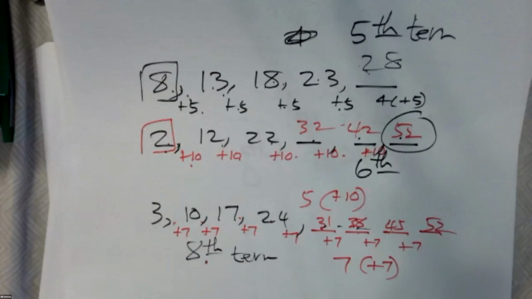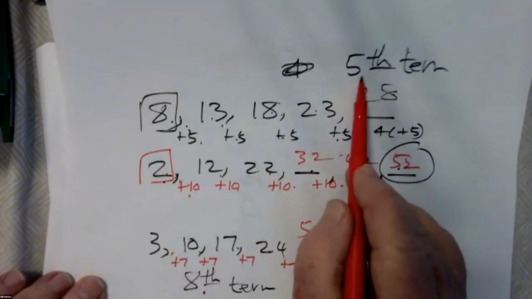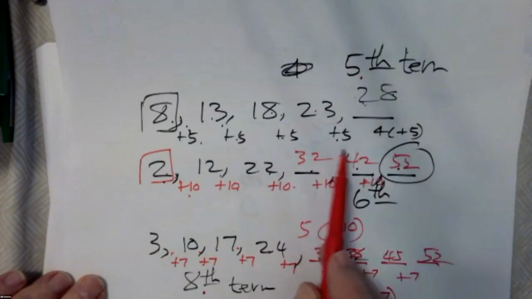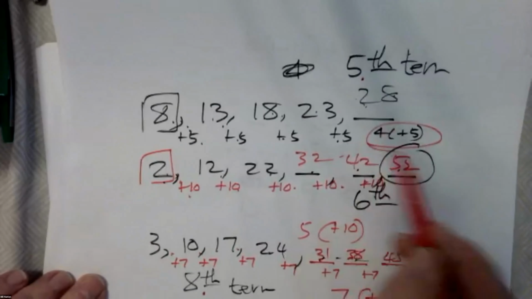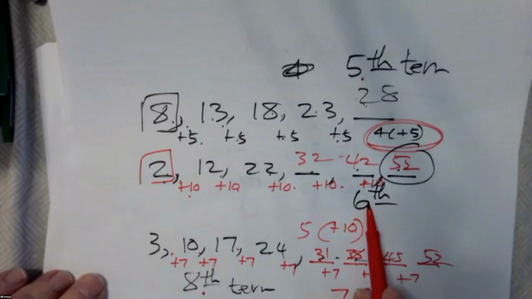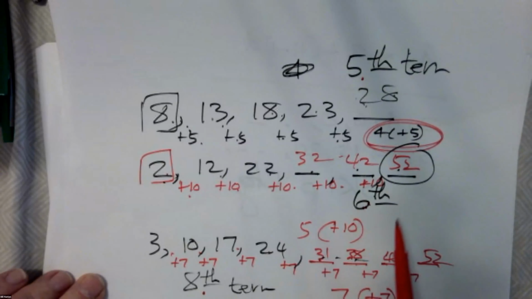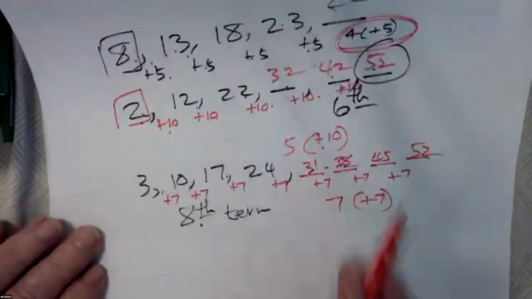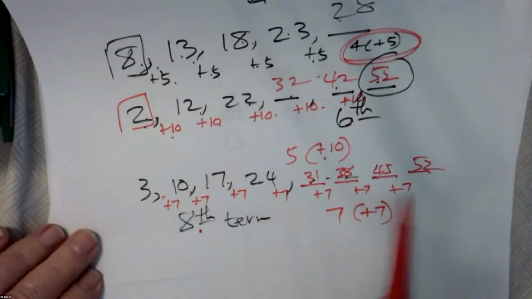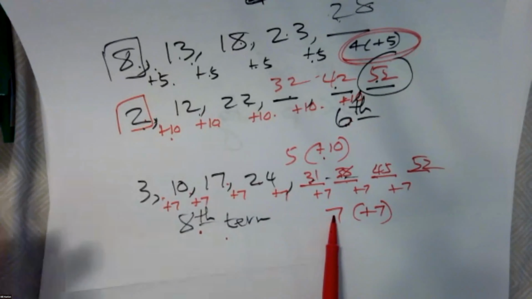Now, if we did enough of these, here's the pattern, and again, I'm not giving you time to do this, but you'll notice if I'm looking for the 5th term, I'm adding the common difference 4 times. If I'm looking for the 6th term, I'm adding the common difference 5 times. If I'm looking for the 8th term, I'm adding the common difference 7 times. Oh my God, we see a pattern.